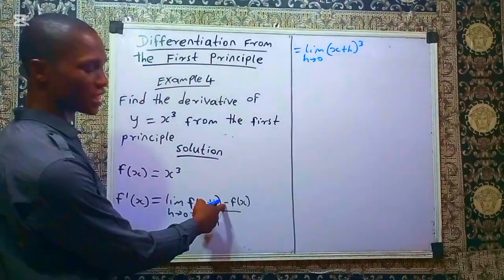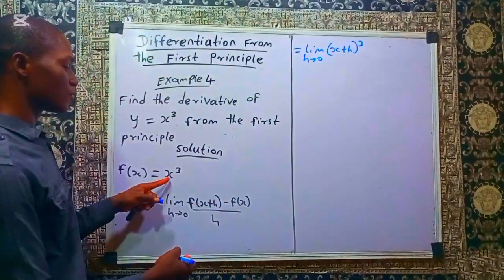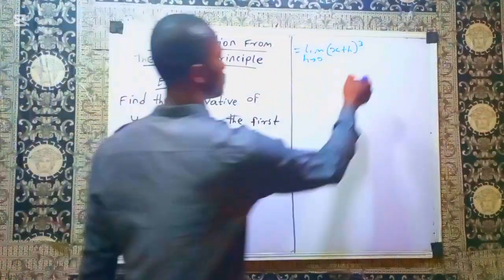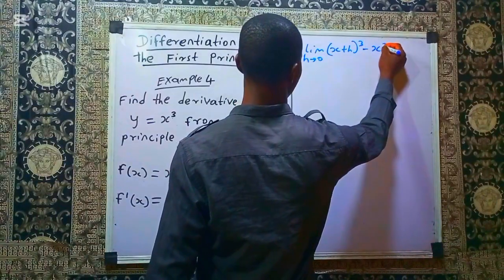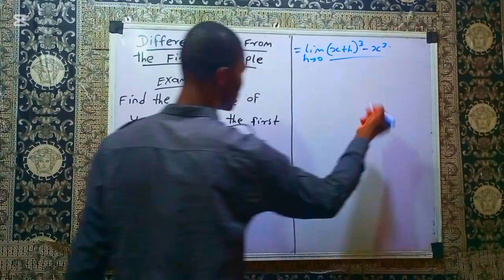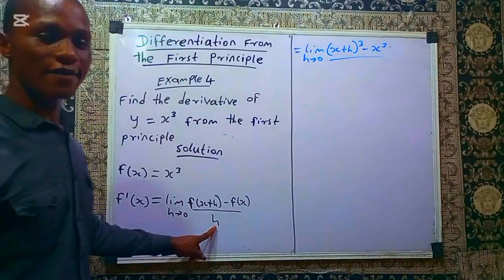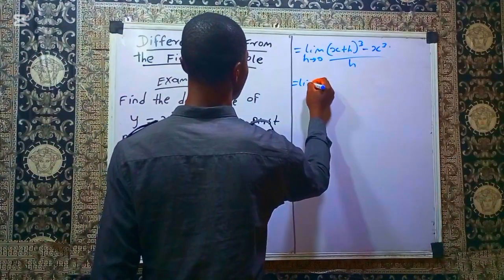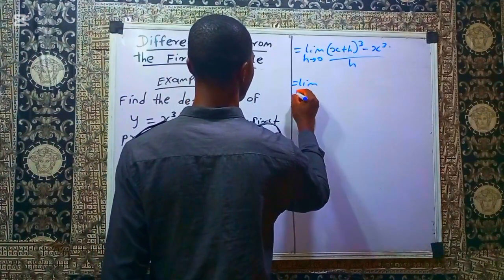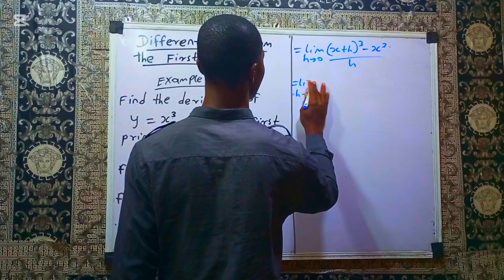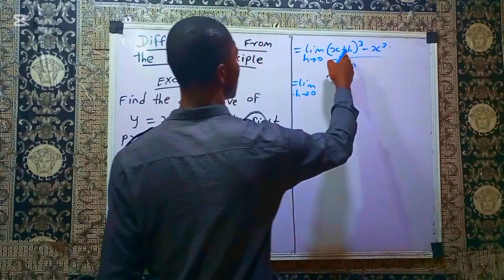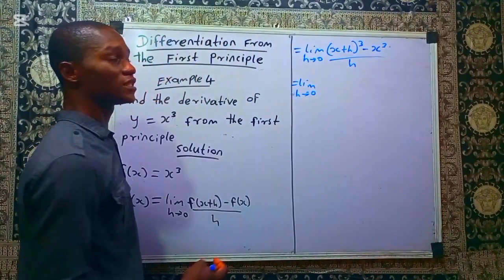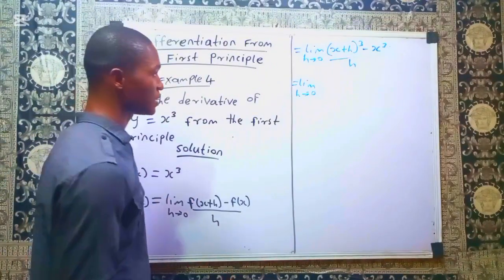The next is minus f of x. f of x is the original function. So that's minus x raised to power 3, because x raised to power 3 is my original function. By formula, I have divided by h. So this will be limit as h goes to 0 of x plus h raised to power 3, and you are going to expand it.